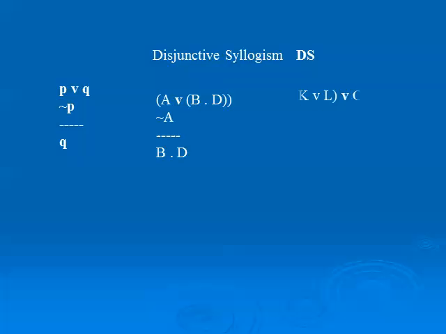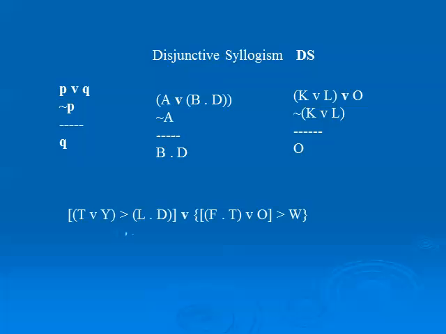We talked about the disjunctive syllogism a minute ago. Here would be a simple form of that: A or B and D, not A, therefore B and D. Here would be another simple example: either K or L, or else O, but not either K or L, or neither K nor L, therefore O. And even though this is very long, it's still just a disjunctive syllogism.